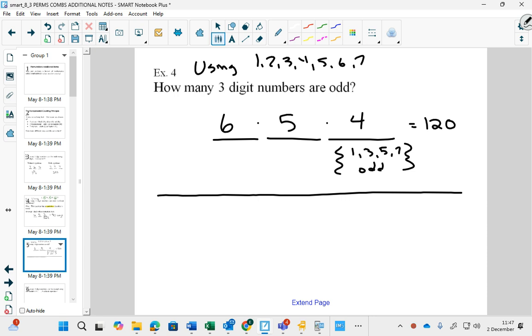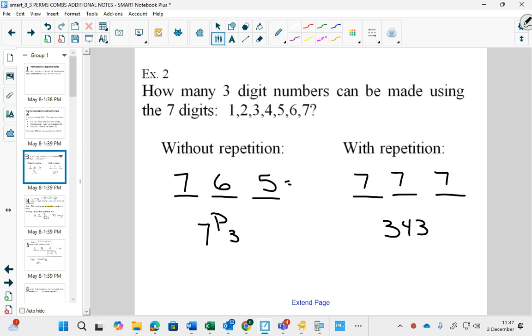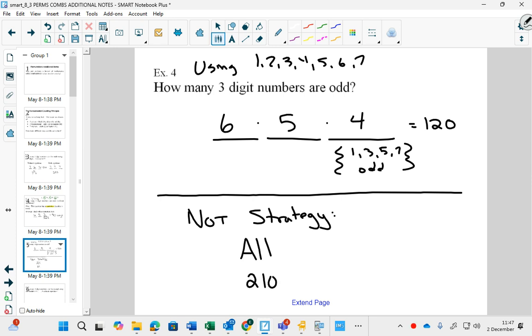So the second way we could figure this out is another strategy, and I call it the not strategy. And the not strategy looks like this. Sometimes it is very easy to count all of the ways. And do you see that we counted all of the ways in question 2? We found out 7 times 6 times 5. Did we even write it out? No, we should write it out. This is going to be 30 times 7, 210. We figured out that there was 210 in total with no restrictions.